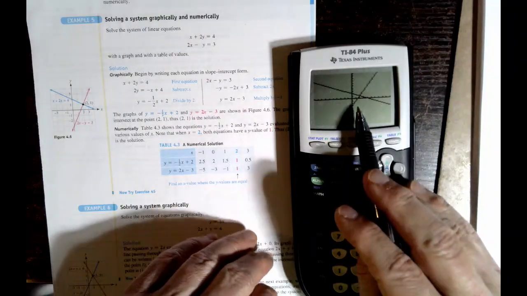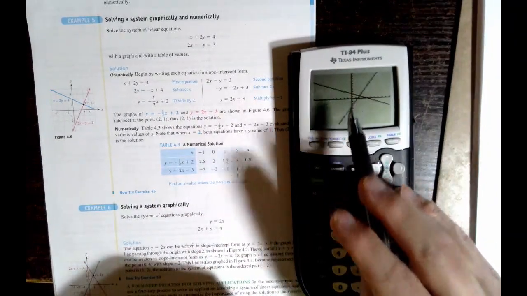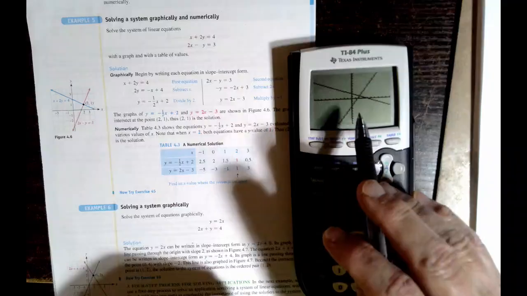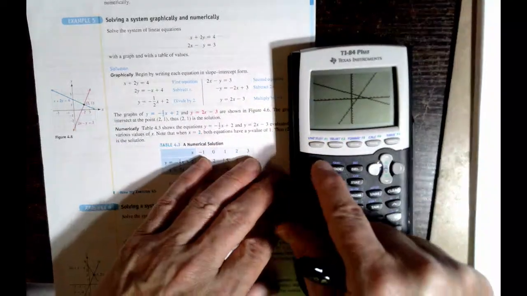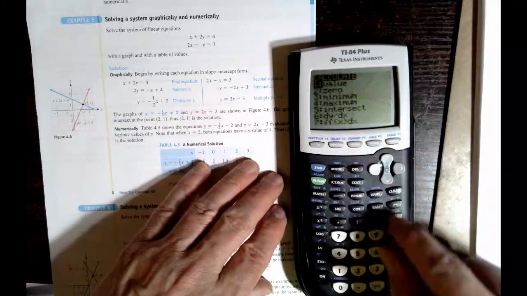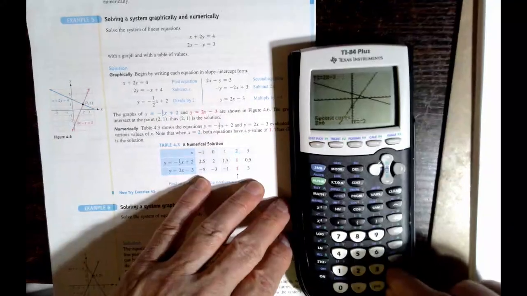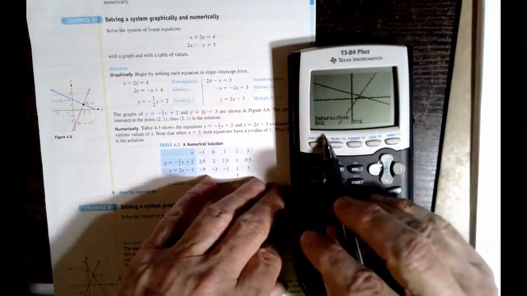As long as you can see the intersection point, your calculator can find it for you. But if you can't see it, you're going to have to zoom in or out until you can. So second trace 5, enter, enter, enter. And you get 2, 1. 2, 1 is your answer.